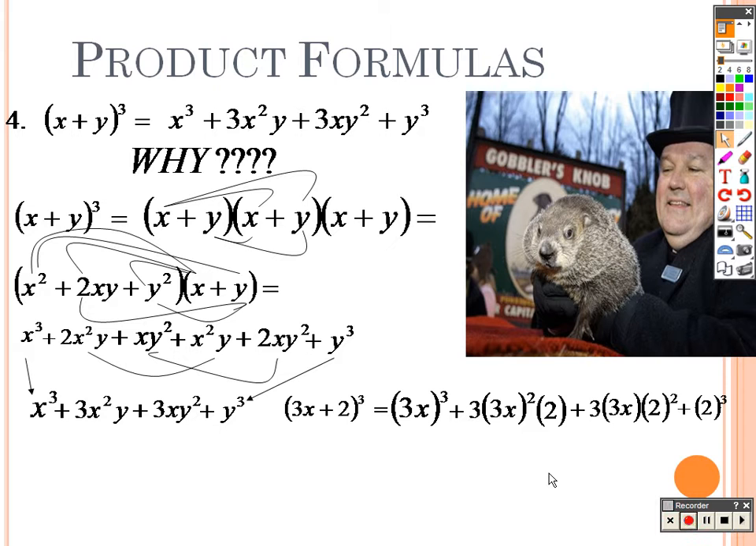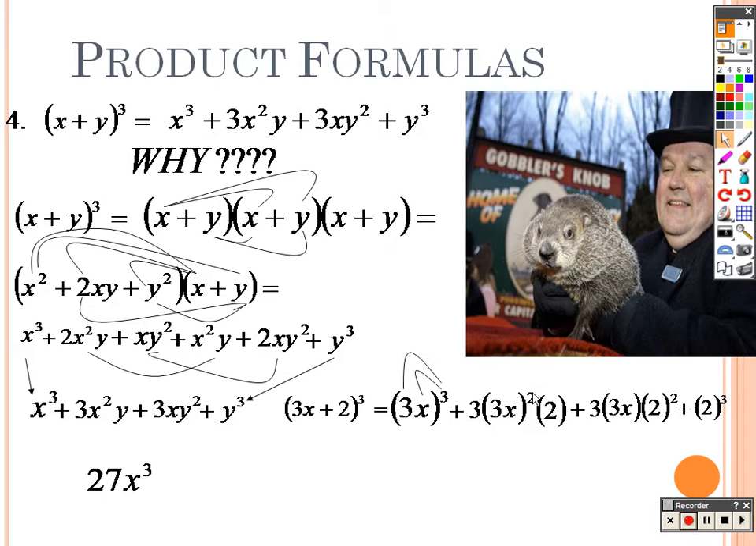Alright, and then it's the last term cubed. So no last term, 1 last term, 2 last terms, 3 last terms. 3 first terms, 2 first terms, 1 first term, no first term. So now it's all about simplifying. So I have to take that cube through. 3 cubed is 27, and that's x cubed.